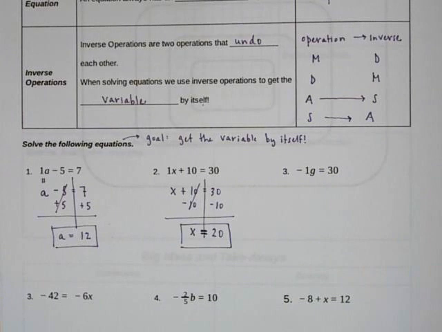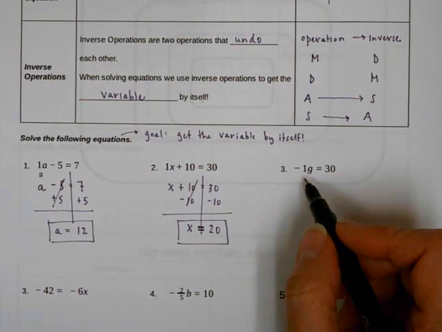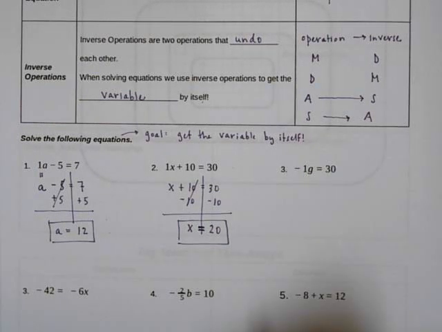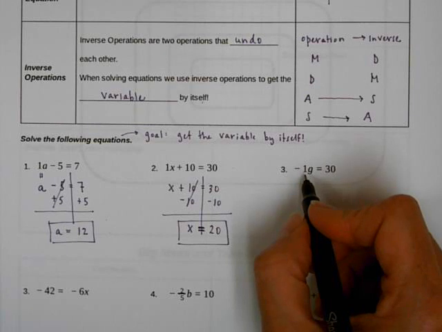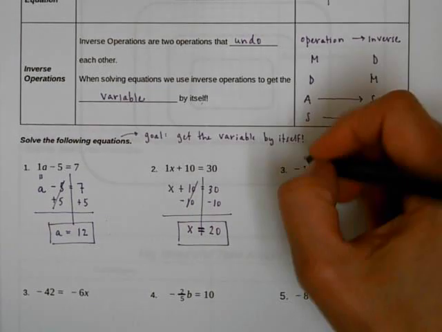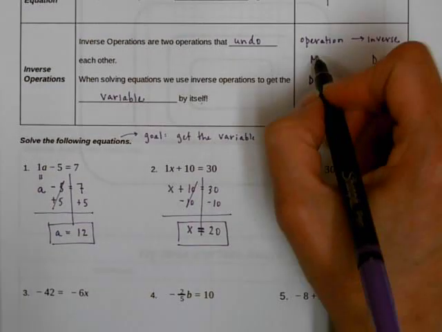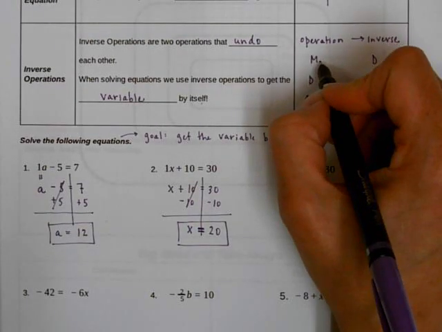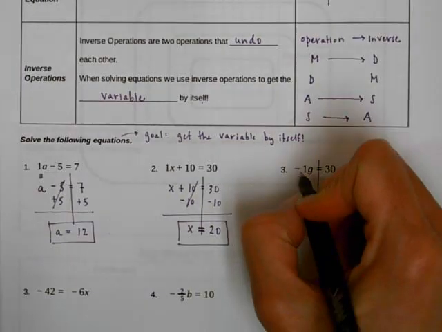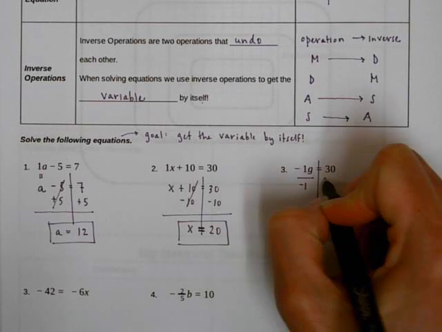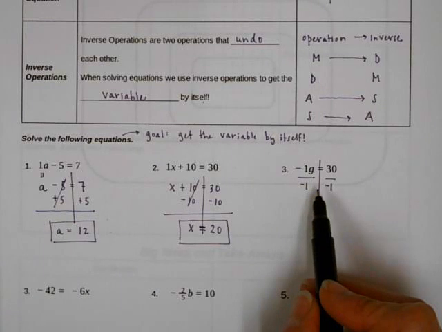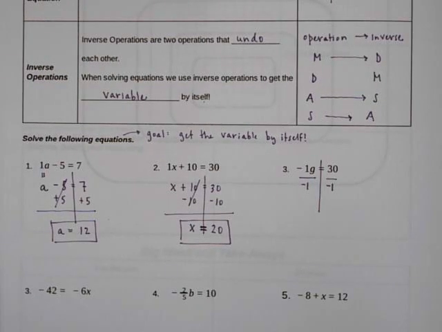All right, now in this case, here we have something a little different. This is telling me negative 1 times g is equal to 30. So this is multiplication. So now to undo multiplication, again if we go back to our list, we said if my operation is multiplication, the inverse is division. So here I need to divide both sides by a negative 1. And I show that by using the fraction here. That for us is going to mean division.